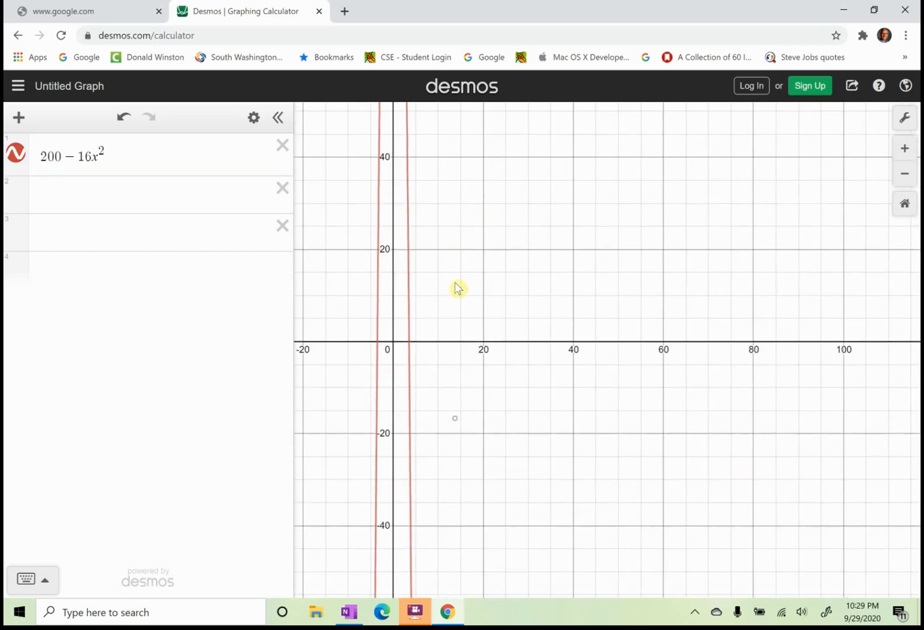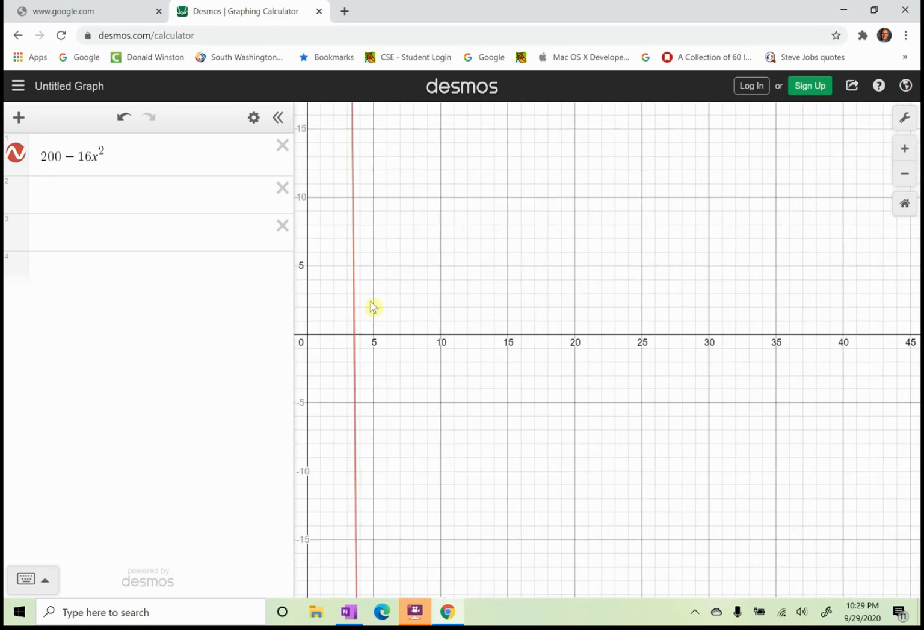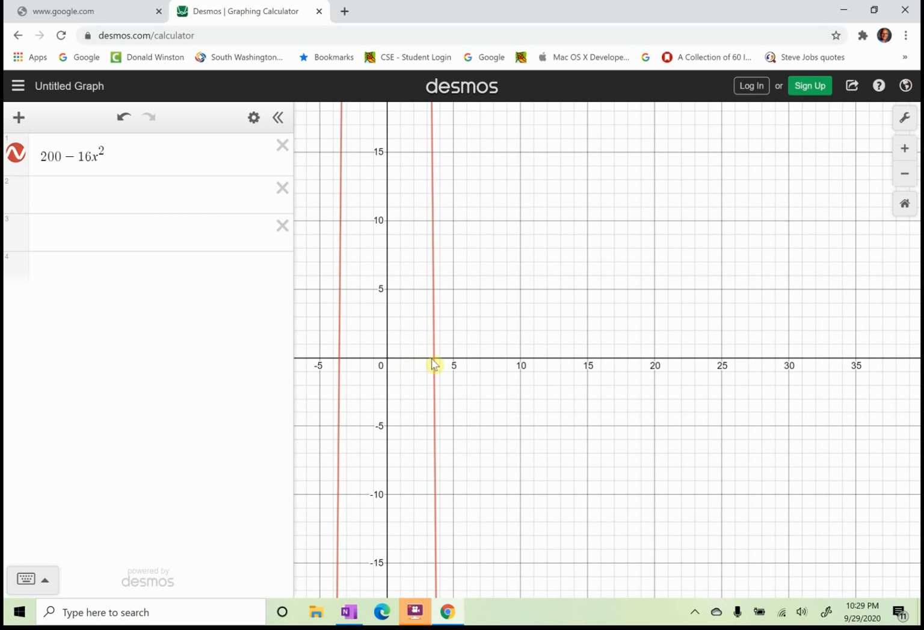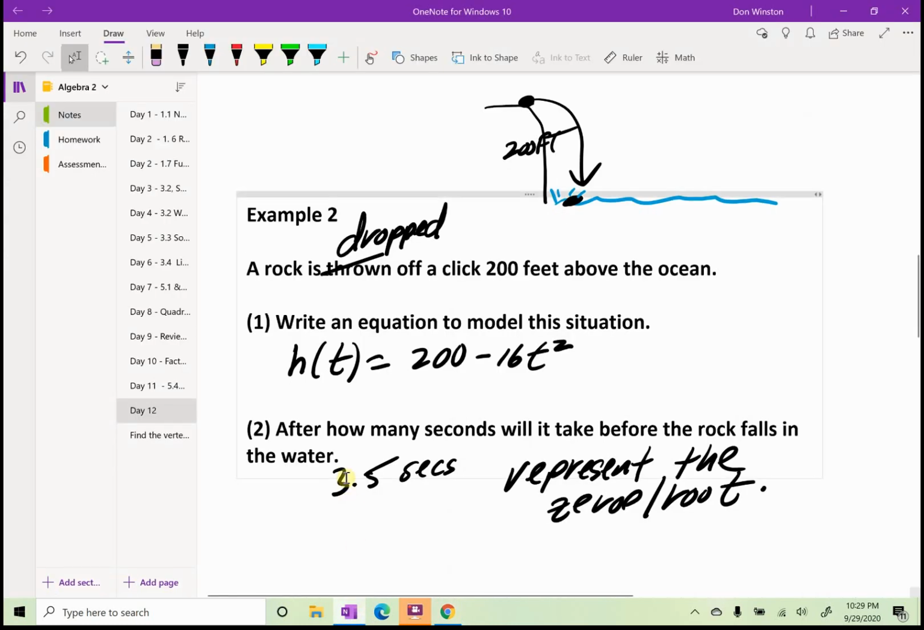And then we want to know when it lands in the ocean. Well, that would be the 0 of that function, when that graph crosses the axis, and that's at 3.5 seconds. So after how many seconds will it take before the rock falls in the water? Well, 3.5 seconds. And that represents the 0 or root. When you guys go to take the ACT, you can bet, guaranteed 100%, you will see these type of problems.